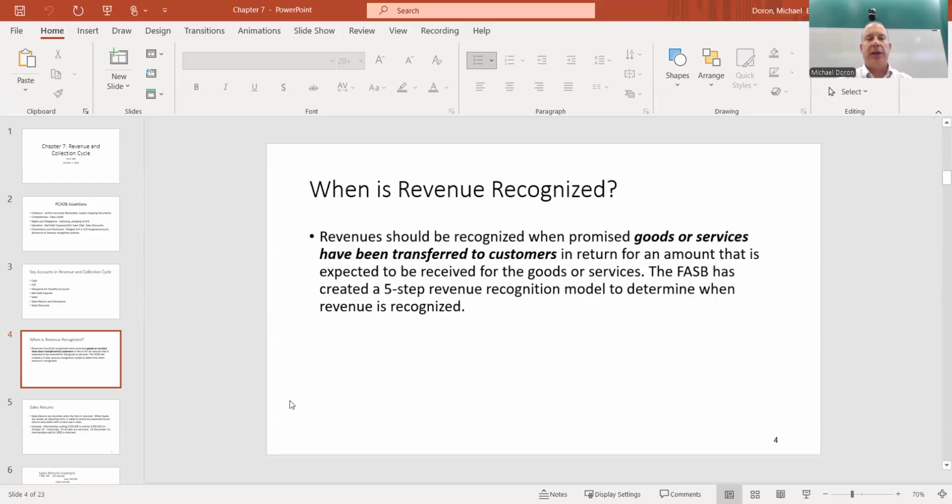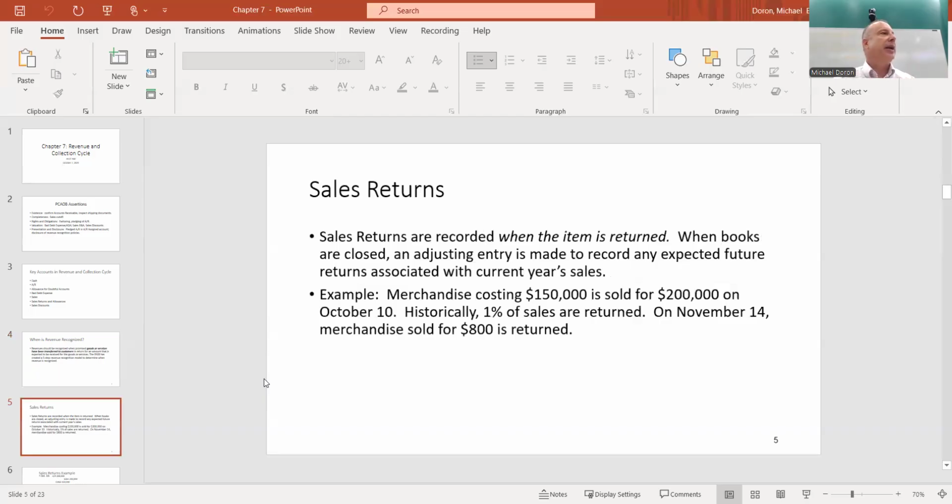So how is revenue recognized? Revenue should be recognized when promised goods or services have been transferred to customers in return for an amount that is expected to be received for goods or services. If you don't know that, you can't do an audit of another company's revenue. Okay. Another example of things you need to know the US GAAP for: sales returns, in order to check whether your client has done sales returns properly.